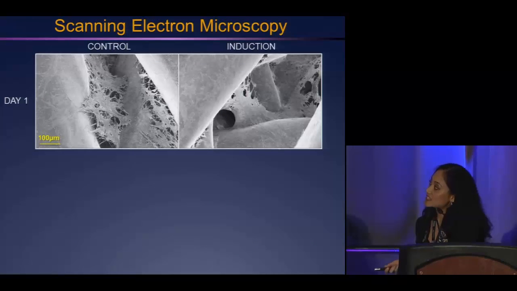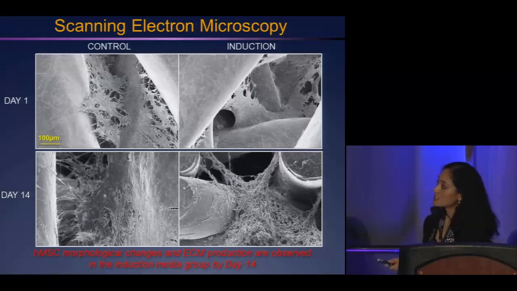But before that, we wanted to see the cell morphology, and we used scanning electron microscopy to visualize the cells within these constructs. So at day 1, the control and induction media groups looked very similar. We have MSCs that are very well spread throughout the pores of the scaffold, as well as coating the struts. But at day 14, that's when we start to see these morphological changes.